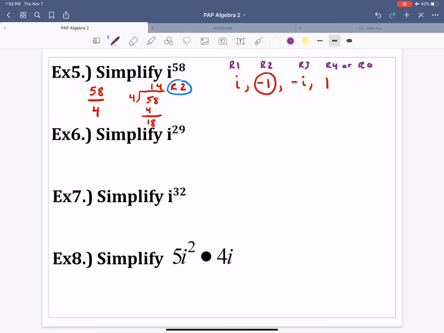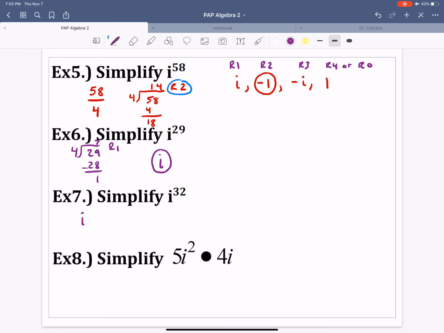Okay? It's very okay if you're like, what, Cosette? That's very confusing. Okay, let's try a couple more, and I think the light bulb's going to turn on for you. Okay? So example 6 says simplify i to the 29th. Okay? So here's what we're going to do. We're going to take 29, and we're going to divide it by 4. Okay? 4 goes into 29 7 times. 7 times 4 is 28. Do the subtraction. We get remainder 1. So remainder 1, I look at the first term of my repeating sequence, and I get just i. i to the 29th simplifies to just i.